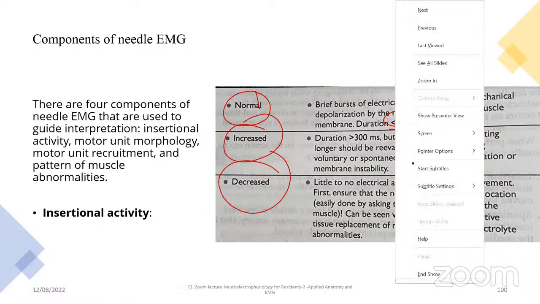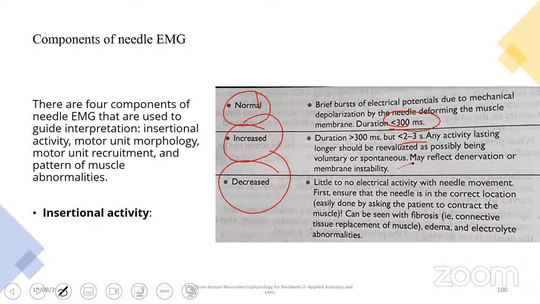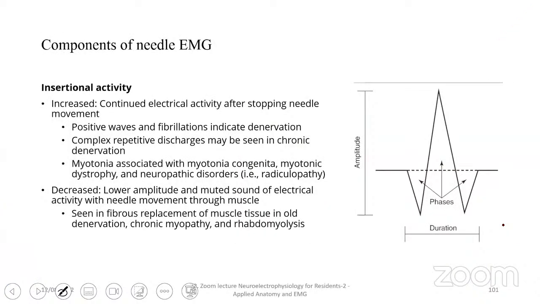Decreased insertional activity means little or no activity with needle movement. First, ensure the needle is in the correct location. It can be seen with fibrosis, edema, and electrolyte disturbance, especially periodic paralysis. Increased insertional activity, continued electrical activity after stopping the needle movement, is seen in cases of inflammatory myopathies.